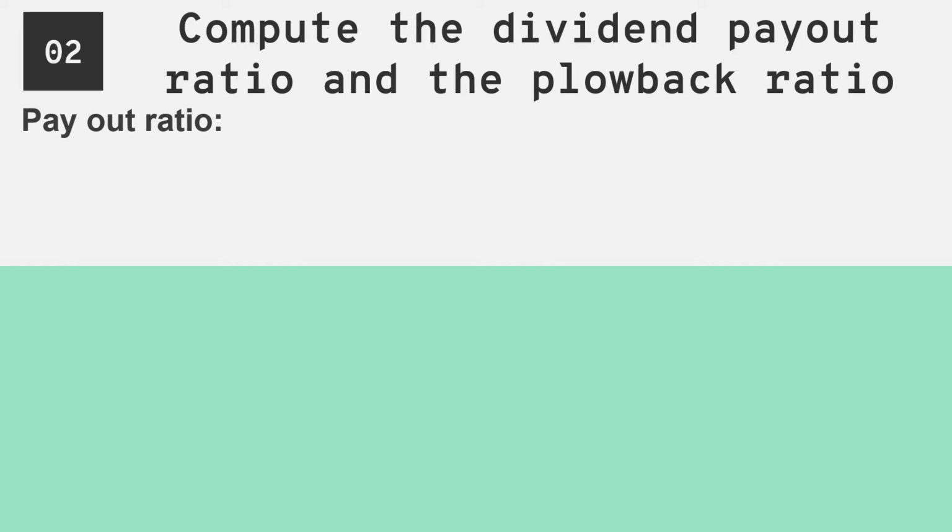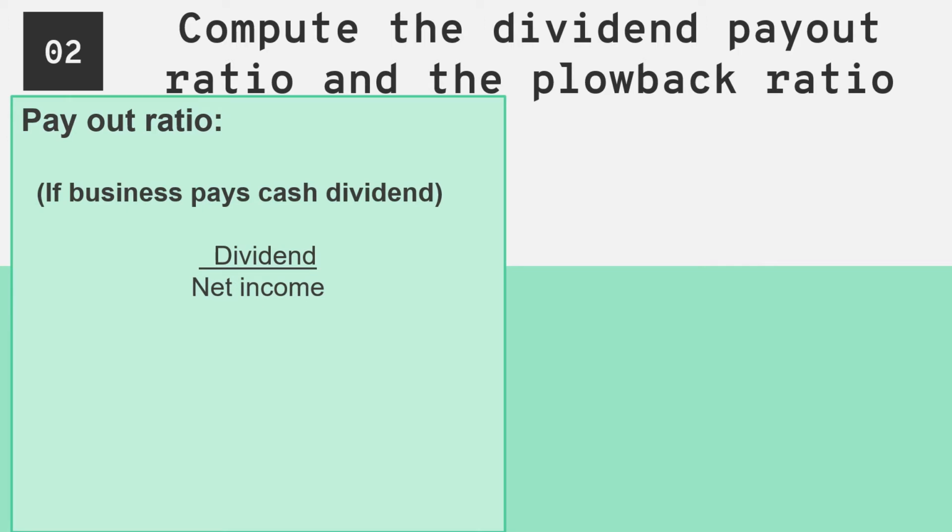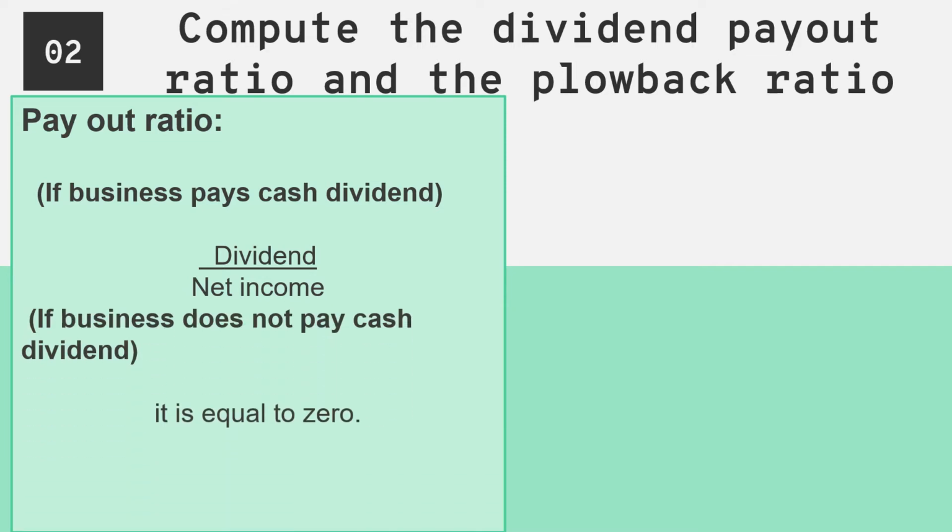On some occasions, the payout ratio refers to the dividends paid as a percentage of a company's cash flows, and payout ratio is also known as the dividend payout ratio. If, for example, the business is paying cash dividends, the formula will be the dividend divided by net income. If the business does not pay cash dividends, then it is equal to 0.